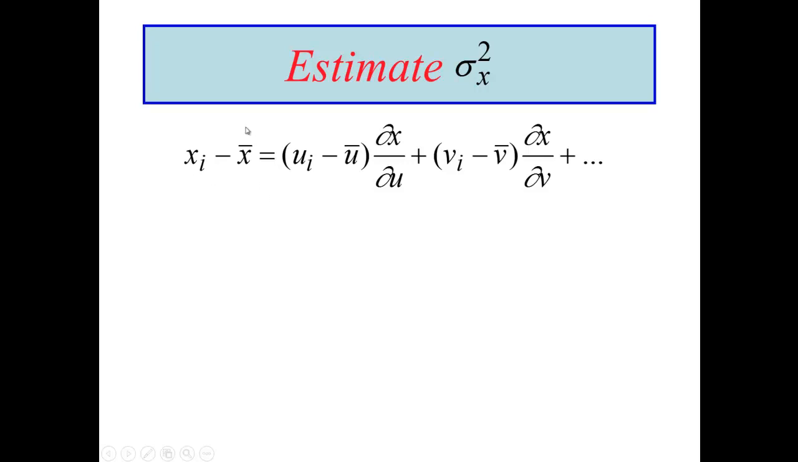So here the Taylor series expansion would be written like this: the deviation of an individual value of x from the mean is equal to the deviation of u from the mean times this partial derivative of x with respect to u. And we'll have a similar term for v, and then we'll have the second order terms, which will include this deviation quantity squared and the second partial derivative, and so on and so forth. So we won't write those all out right now, but just show you where we're going.